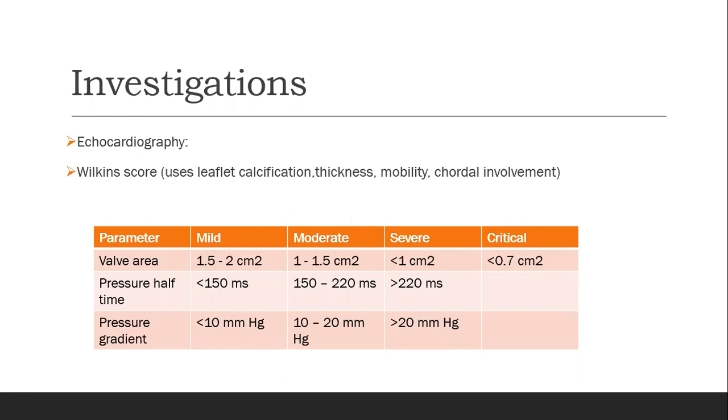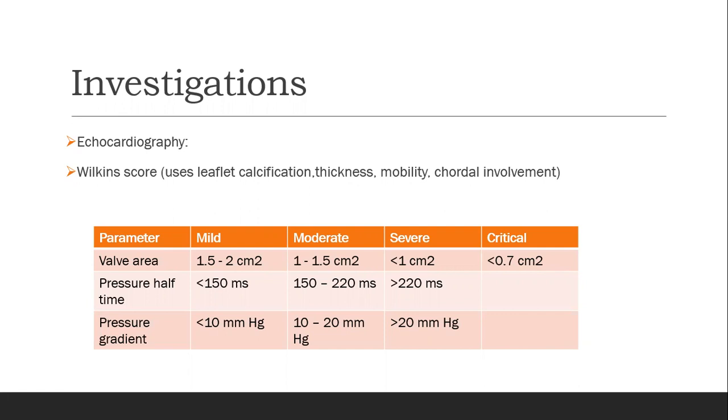What is the pressure after MS? The left atrium has to pump more to push the blood. So it takes a longer time for the pressure to reduce to normal value. That is called pressure half-time. If it is more, it means severe MS. Just remember that one. So less than 150 milliseconds is mild, 150 to 220 milliseconds is moderate, more than 220 milliseconds is severe.